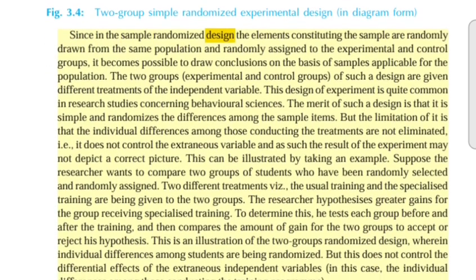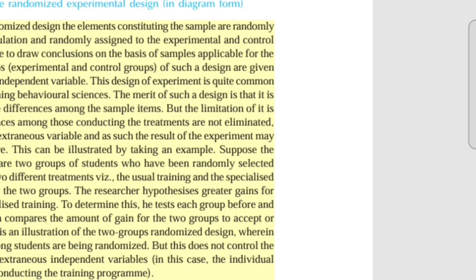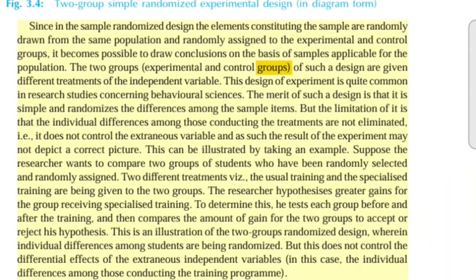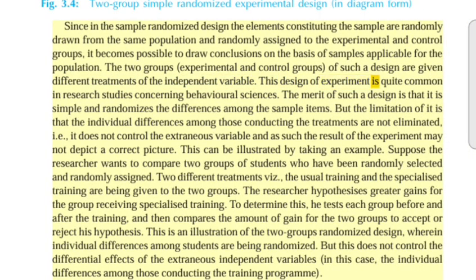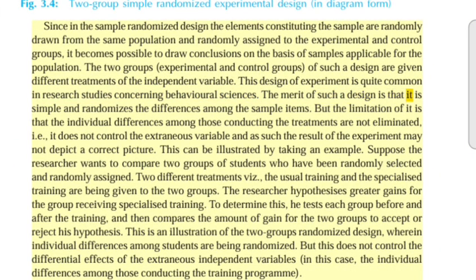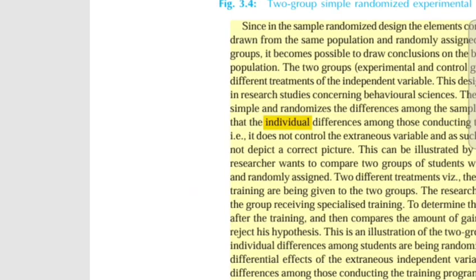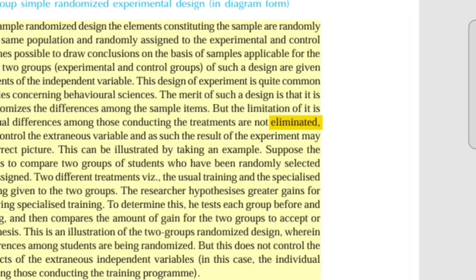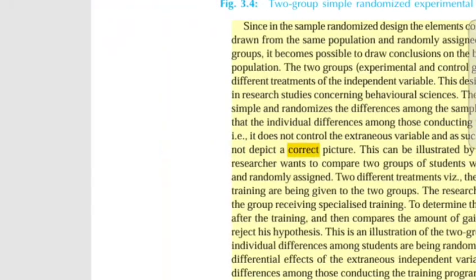Since in the simple randomized design the elements constituting the sample are randomly drawn from the same population and randomly assigned to the experimental and control groups, it becomes possible to draw conclusions on the basis of samples applicable for the population. The two groups, experimental and control groups, of such a design are given different treatments of the independent variable. This design of experiment is quite common in research studies concerning behavioral sciences. The merit of such a design is that it is simple and randomizes the differences among the sample items. But the limitation of it is that the individual differences among those conducting the treatments are not eliminated, i.e., it does not control the extraneous variable and as such the result of the experiment may not depict a correct picture.